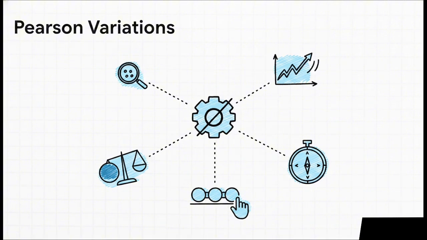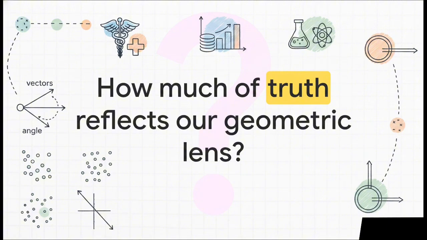But through all of these variations, the core engine, that pure mathematical angle, remains exactly the same. So here's the crucial question I want to leave you with today. We use the Pearson correlation coefficient to define truth in medicine, economics, and science. But if correlation simply measures a mathematical angle between vectors in data space, how much of what we call truth is really just a reflection of the geometric lens we choose to look through?